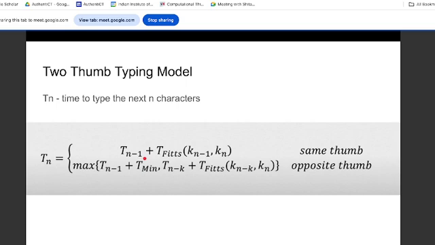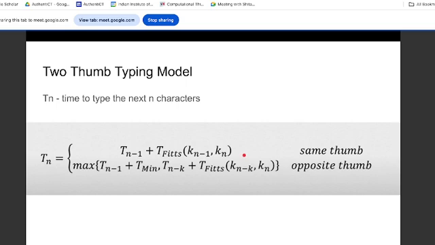If you can type a word within the same thumb range, with the vowels and consonants that fall in the same thumb range, the time taken is modeled as Tn equals Tn minus 1 plus T fits. So going from the previously typed letter to the next letter, Kn minus 1 to Kn, that time is given by T fits, the moving action from one letter to another by Fitts law. And Tn minus 1 is the time to type that last letter. So this is the total if you are typing with the same thumb.